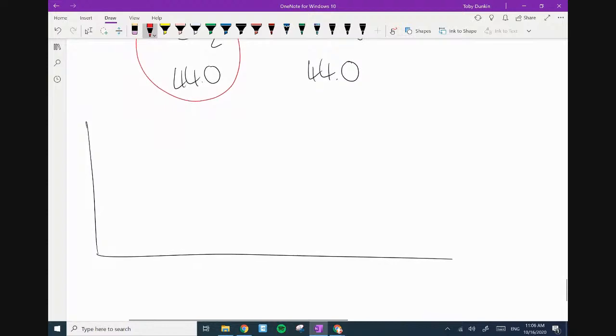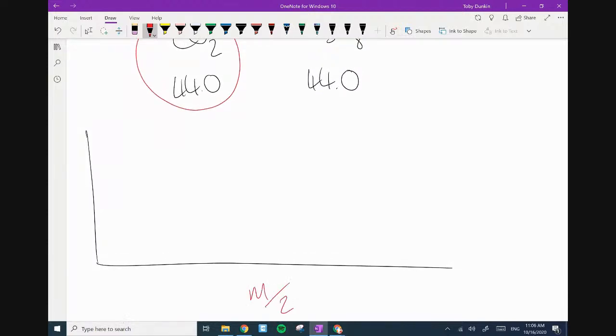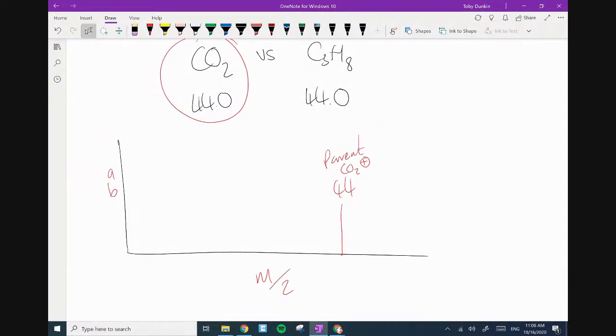What I'm going to do is let's do the carbon dioxide first in red. So this is m over z, and this is abundance. I'm going to see a peak at 44. There's the parent ion, parent CO2 plus peak. The next thing is I probably will see no other peaks because carbon dioxide is a double bond. If I break one of those bonds, then it's probably going to still make it through the machine anyway.